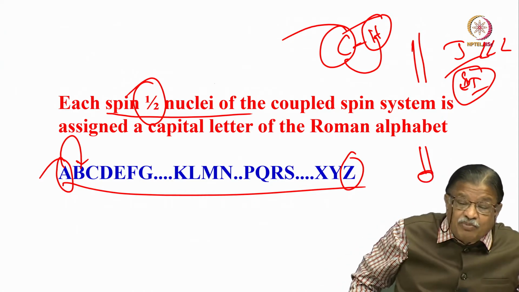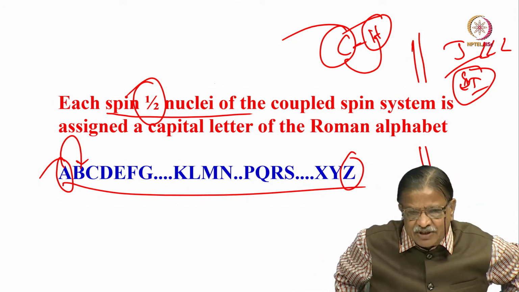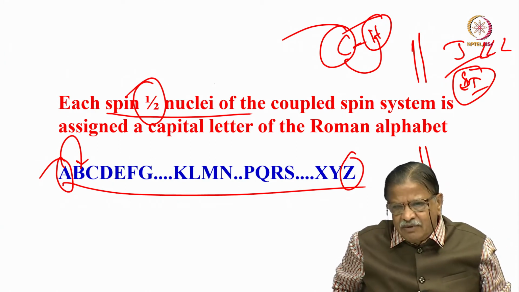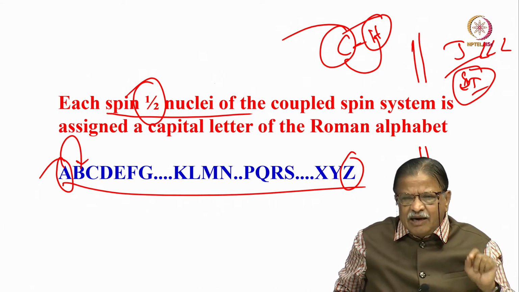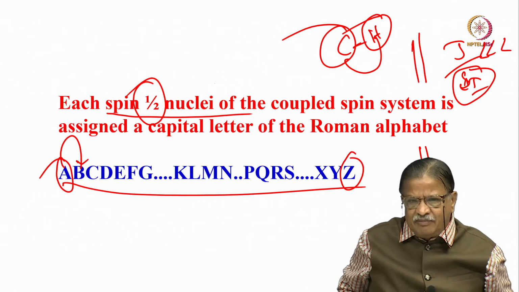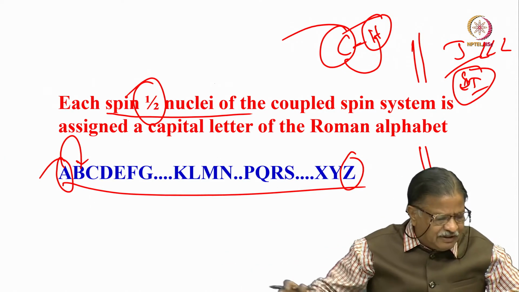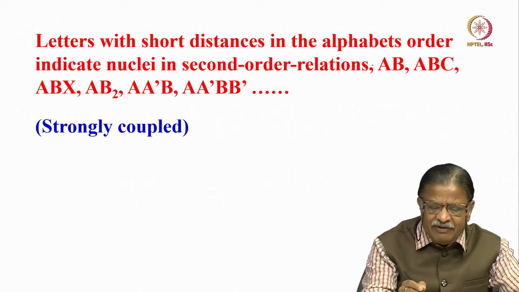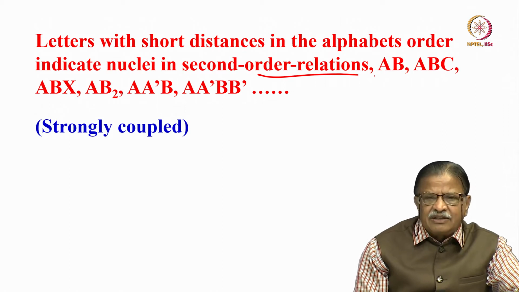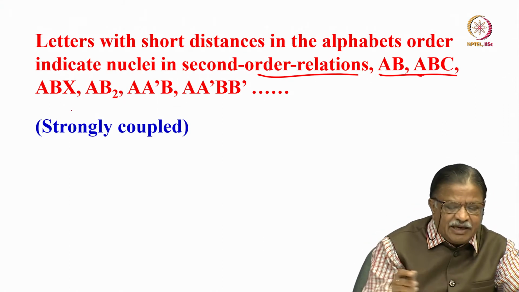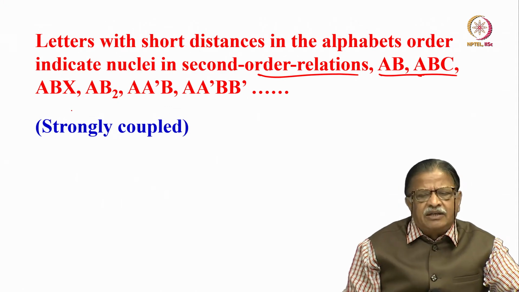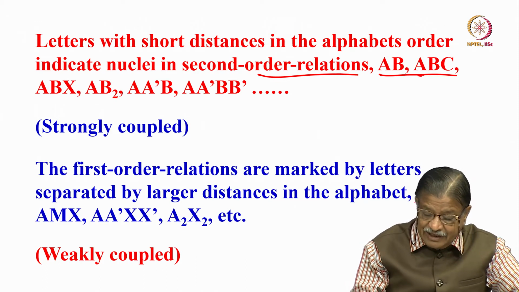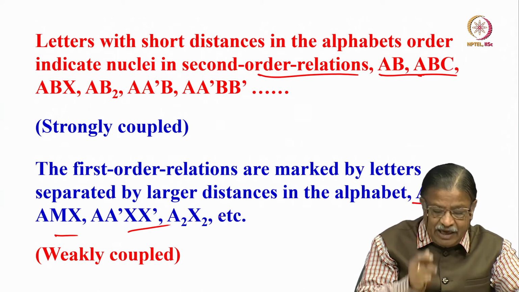So now you know how to put the nomenclature for the coupled spin system: A to X, different Roman alphabets, depending upon whether they are strongly coupled or weakly coupled. Strongly coupled spin systems have letters closer in the alphabet, weakly coupled have letters far away in the alphabet. If they have second order relationships, strongly coupled systems can be represented as AB, ABC, ABX, AB2, even A2, A3. They are all strongly coupled spin systems. For weakly coupled, we can write AX, AMX, AA prime, AA2X2 like that.